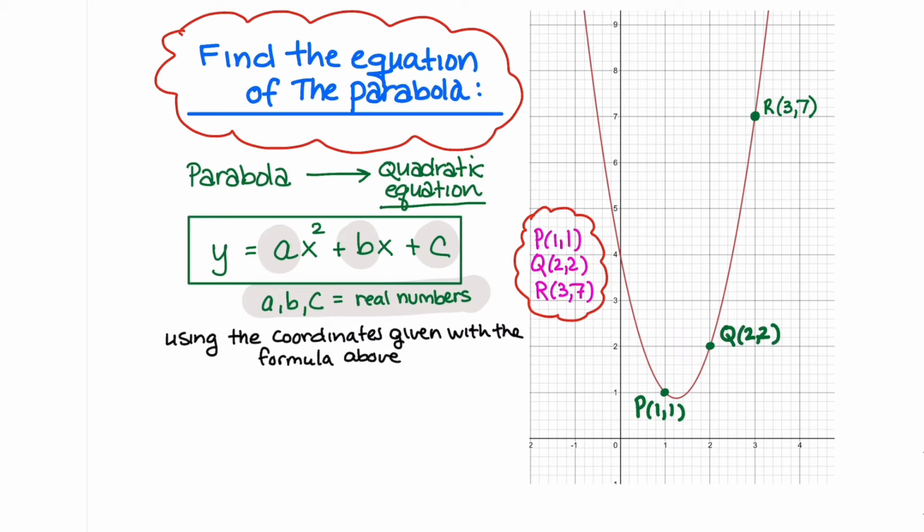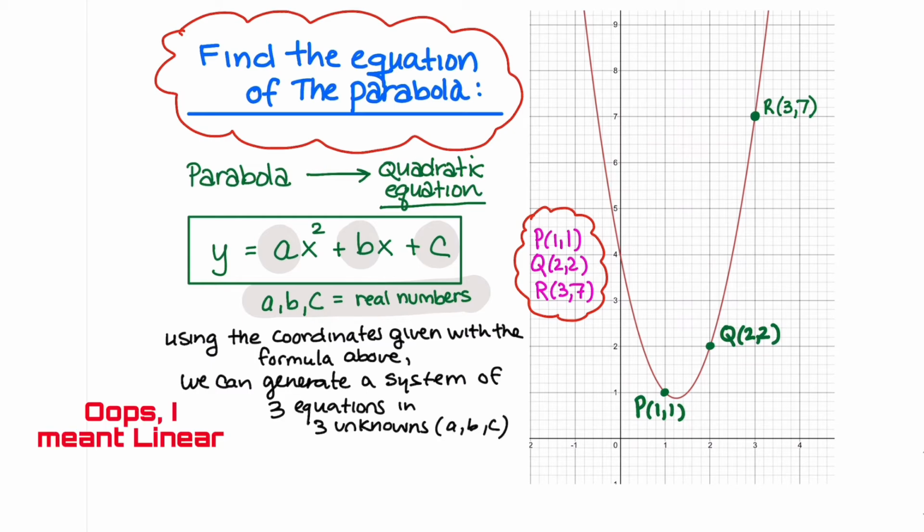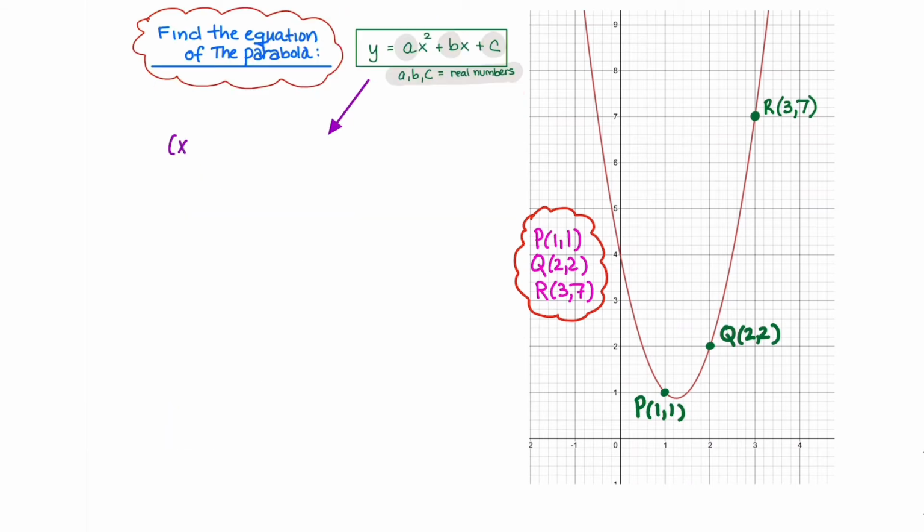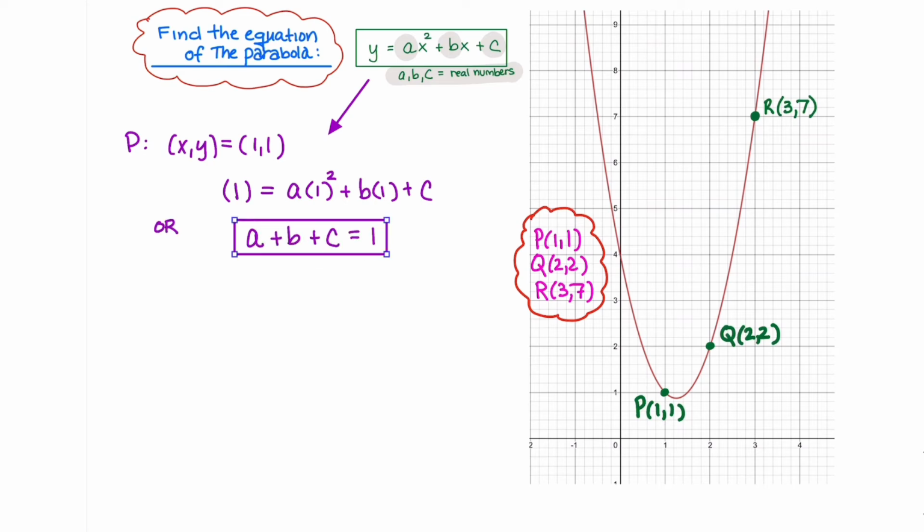So using the coordinates, which are x and y values, we can substitute one at a time into this formula and get 3 quadratic equations in terms of a, b, and c. So check this out. If we take the quadratic equation formula and plug in the first point p, which is 1, 1, x is 1, y is 1, substituting those in there will generate our first equation, a plus b plus c equals 1.